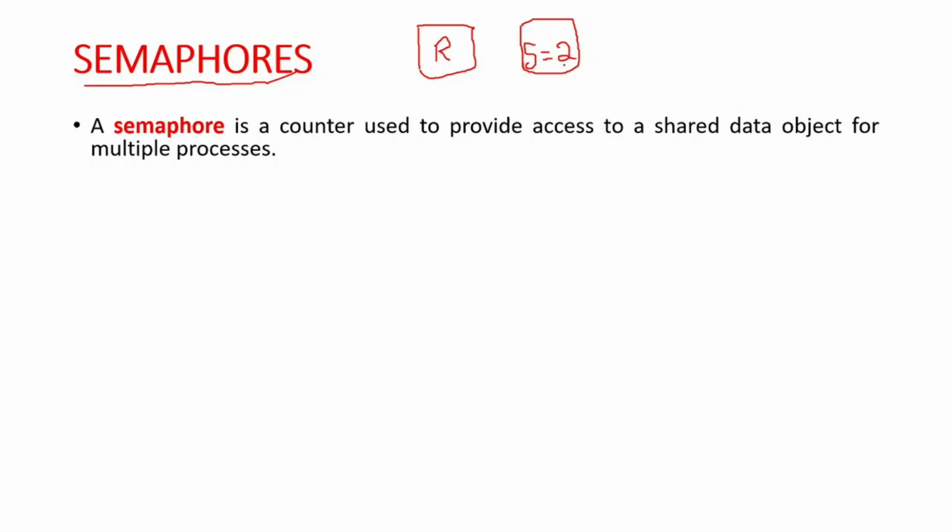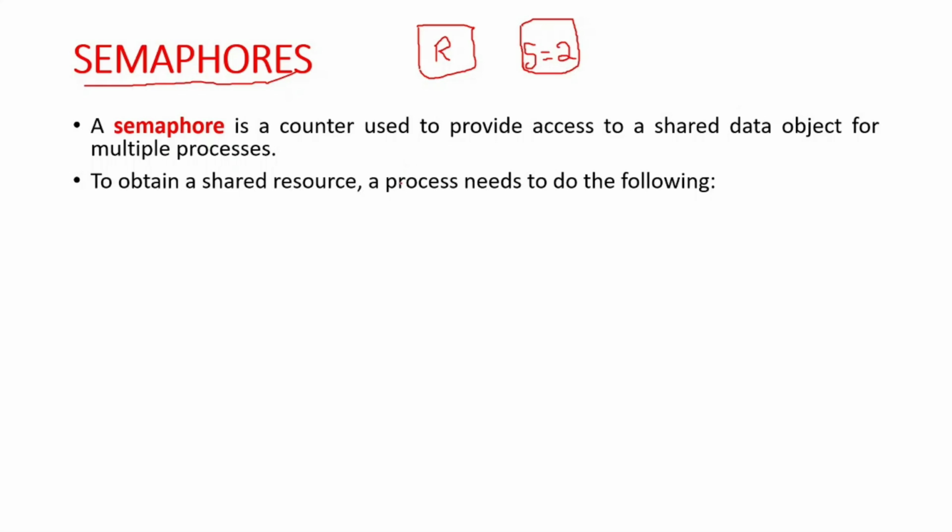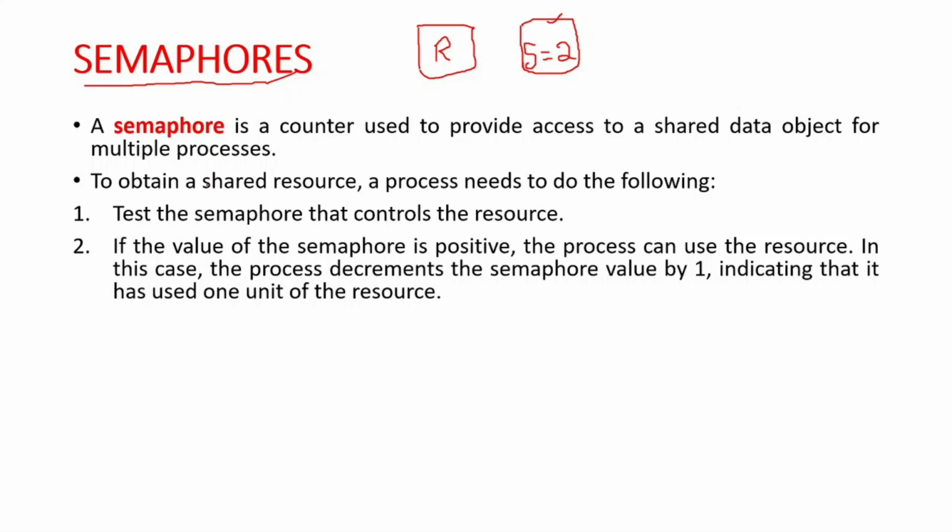Let us see how a process will be able to access this resource based on the semaphore value associated with it. To obtain the shared resource, the process needs to do the following. One is to test the semaphore that controls the resource, this particular semaphore that controls the access to resource R. If the value of the semaphore is positive, then the process can use the resource. In this case, the process decrements the semaphore value by 1, indicating that it has used 1 unit of the resource.